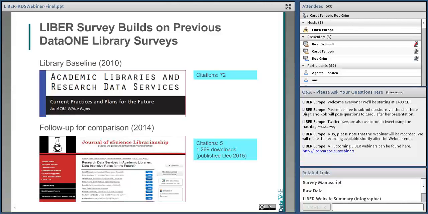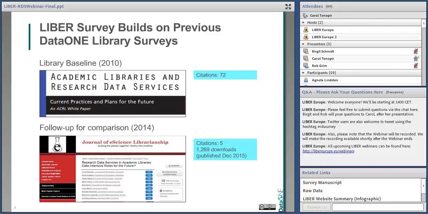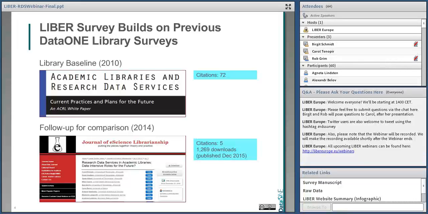So this builds on some earlier LIBER-DataONE surveys, and these are both available if you'd like to find the earlier surveys of academic libraries in North America. We did them in 2010 and then again in 2014 of US and Canadian members of the Association of College and Research Libraries. These surveys found that there was a lot of interest in research data management services, but comparing between 2010 and 2014, not as many libraries who had planned to offer services had actually begun to offer them.